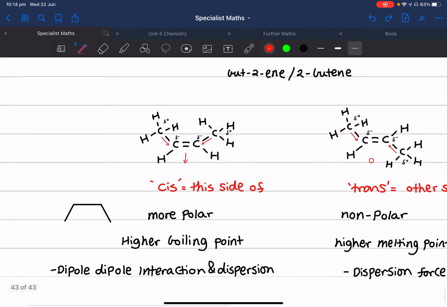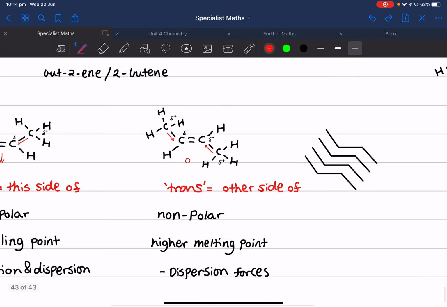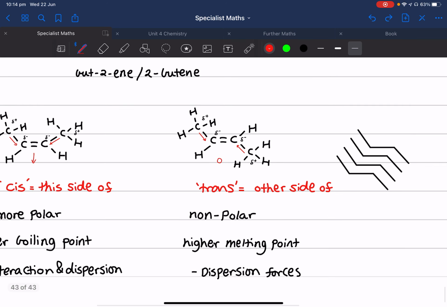Being able to form stronger forms of intermolecular force, it makes the total strength of the intermolecular forces of the molecule a bit stronger. Hence, it takes more energy to break the bonds, resulting in a higher boiling point for the cis isomer. However, for the trans isomer, since it doesn't have a net dipole moment, it is nonpolar and therefore can only form dispersion forces.